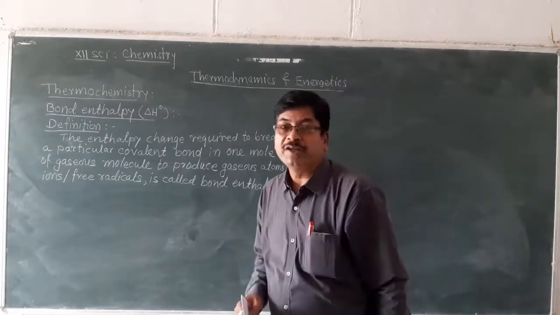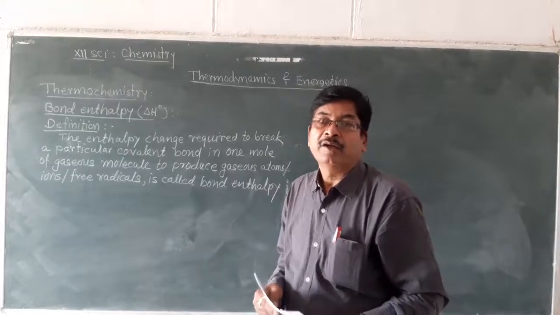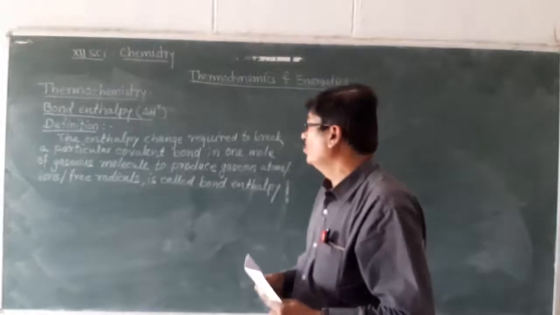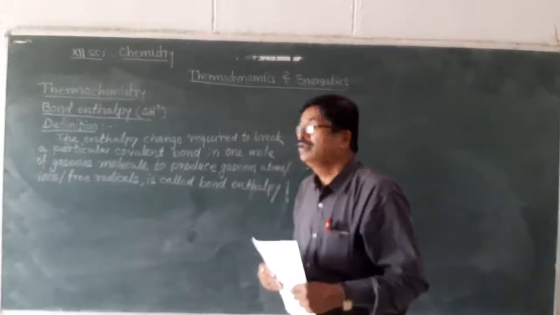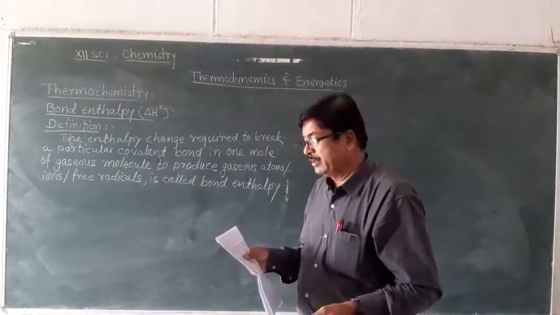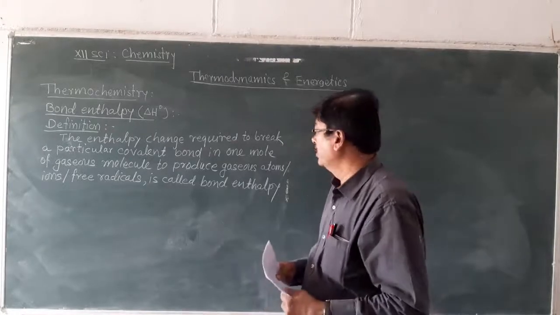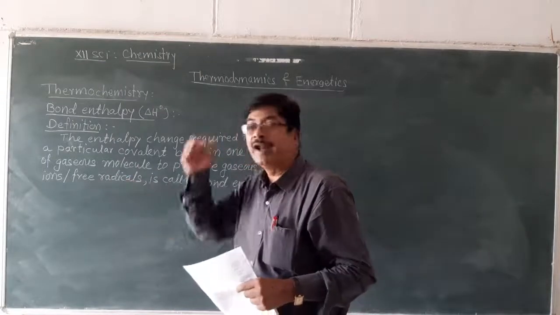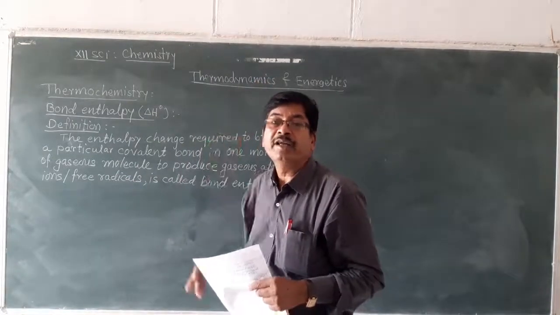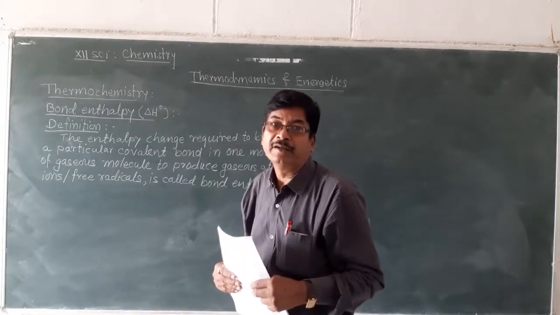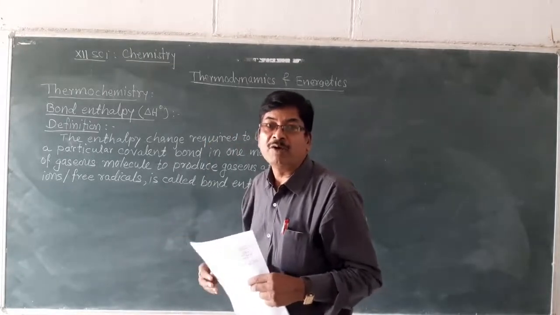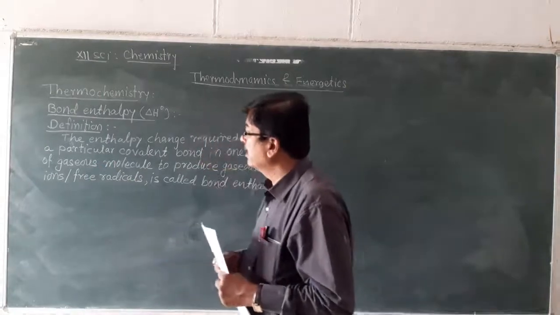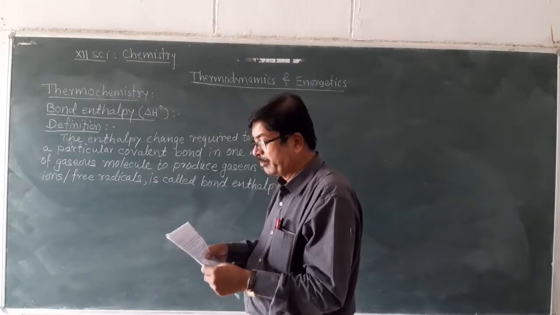The enthalpy change required to break a particular covalent bond in one mole of molecule to produce gaseous atoms, ions or free radicals. It is called bond enthalpy. You are familiar with atoms and ions. But what are free radicals? A species with an odd electron is called a free radical. During cleavage of any bond, these species are formed and therefore they are to be mentioned in the definition.